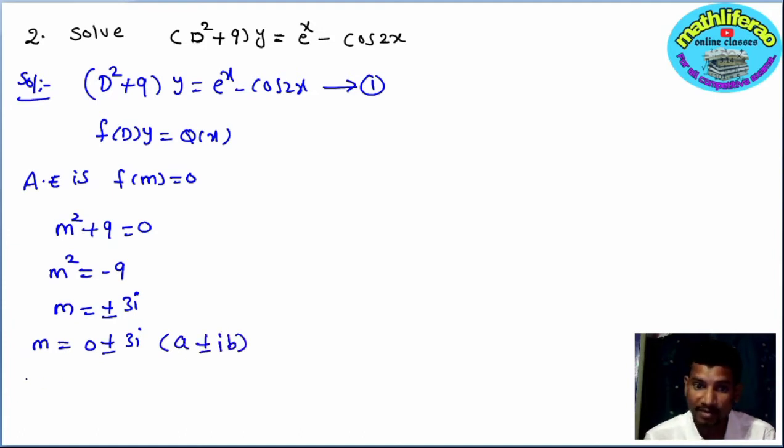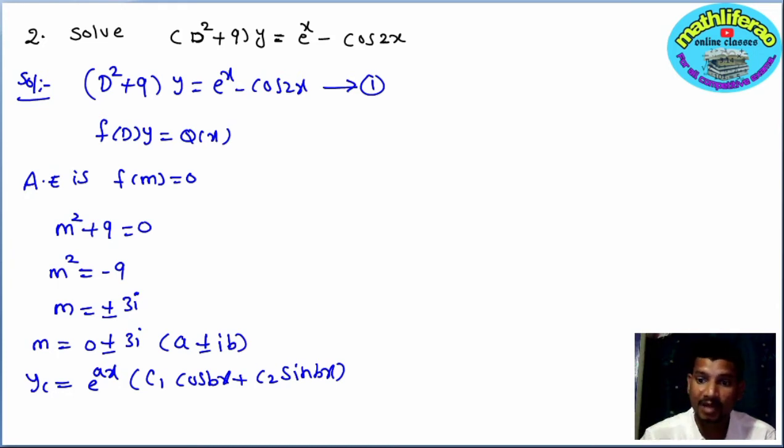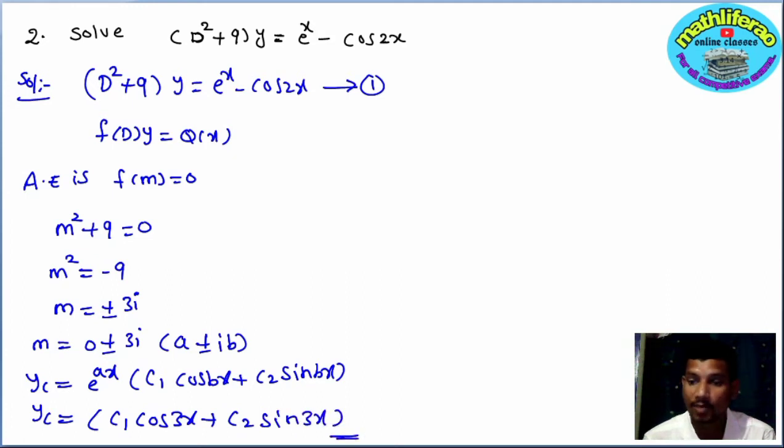The complementary function formula when the roots of the equation are complex numbers is yc equal to e power ax into c1 cos bx plus c2 sin bx. Here the roots are 0 plus or minus 3i, real part 0 and imaginary part b equal to 3. So yc equal to, with a equal to 0, e power 0 is 1, the remaining part c1 cos 3x plus c2 sin 3x. This is the complementary function.